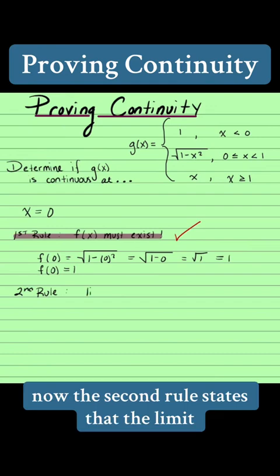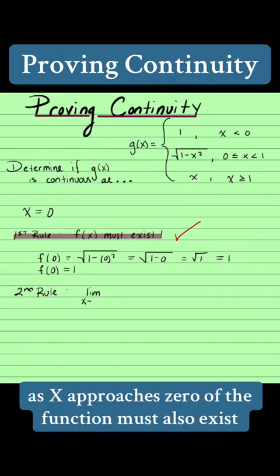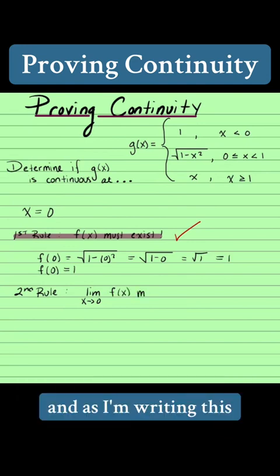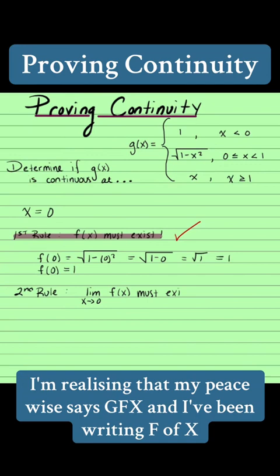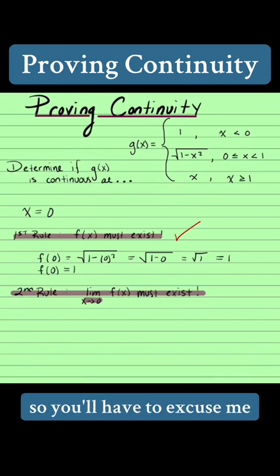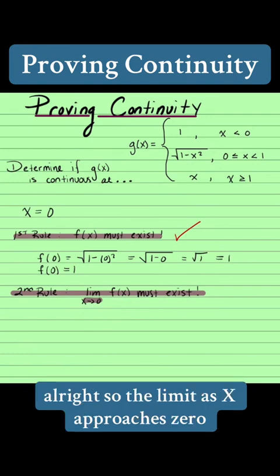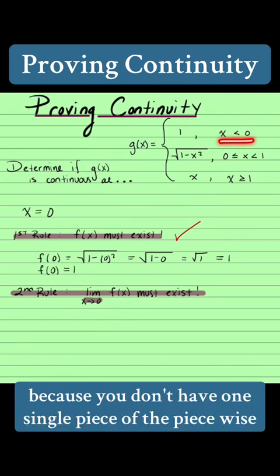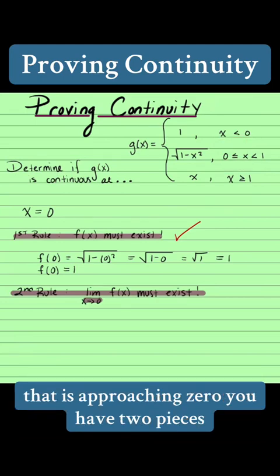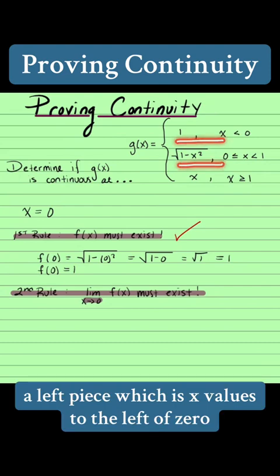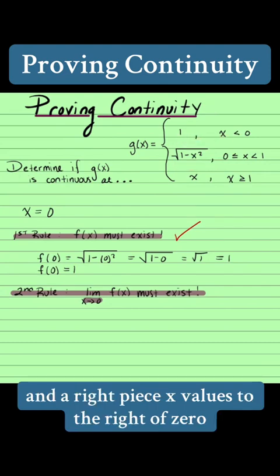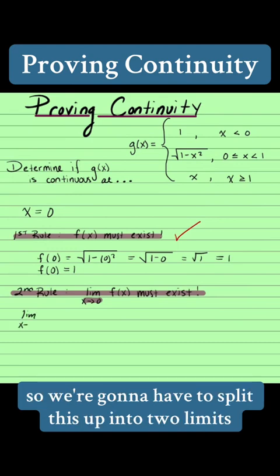Now the second rule states that the limit as x approaches 0 of the function must also exist. And as I'm writing this, I'm realizing that my piecewise says g of x, and I've been writing f of x, so you'll have to excuse me. All right, so the limit as x approaches 0, because you don't have one single piece of the piecewise that is approaching 0, you have two pieces. A left piece, which is x values to the left of 0, and a right piece, x values to the right of 0. So we're going to have to split this up into two limits.